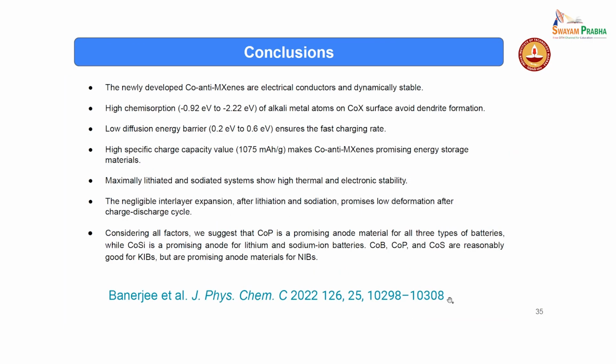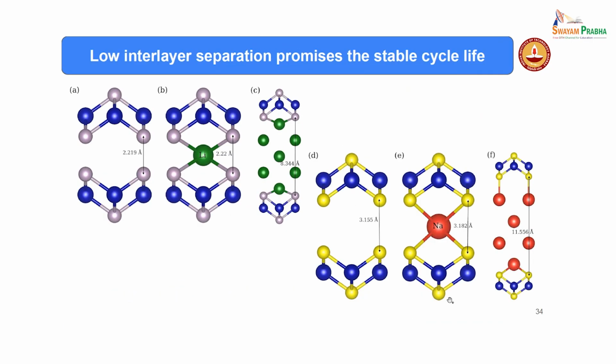We have also finally considered how much, with the adsorption of these materials, there will be an increase in the interlayer distance. This is to know whether your batteries will be bulging out or not at the end. We saw that the amount of change for a single layer of lithium atoms is pretty little. Even for sodium, it is very little, suggesting that the low interlayer separation is useful for the stable cycle life of this battery.